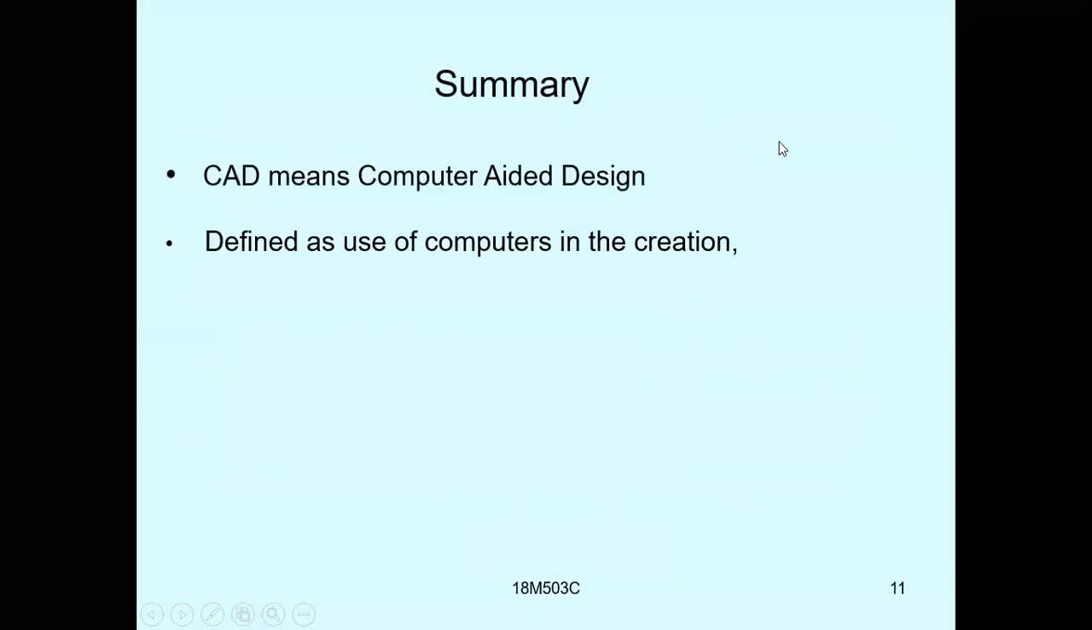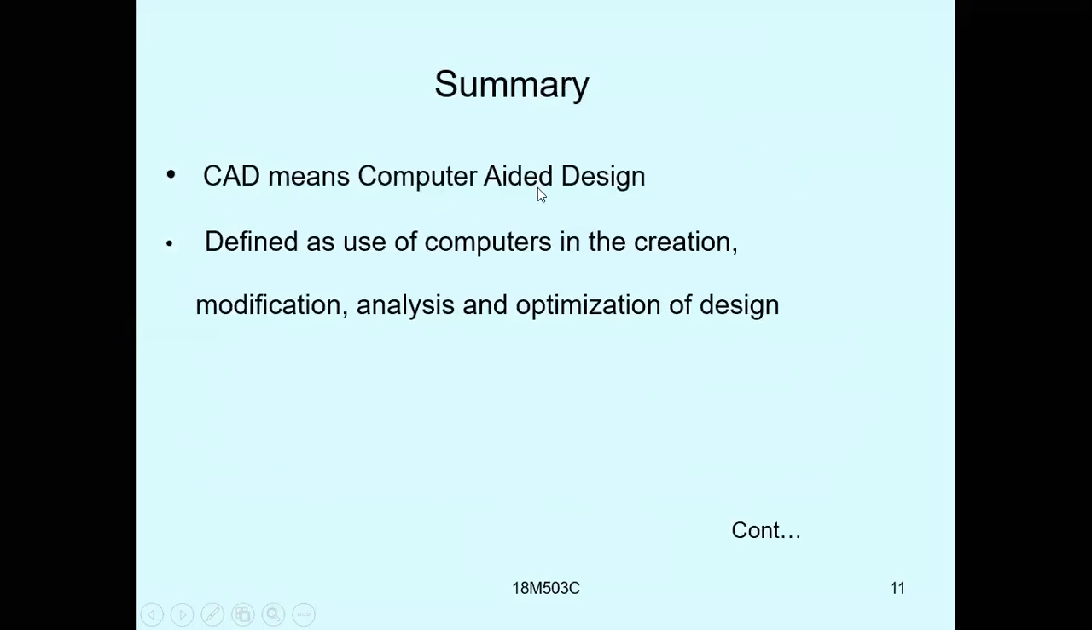Okay, so what are the things we have just discussed? What is meant by CAD? CAD is nothing but computer aided design, defined as the use of computers in the creation, modification, analysis and optimization of design. Definition of CAD: computer aided design is an abbreviation. The definition is the use of computers in the creation, modification, analysis and optimization of the design. This will become the definition, not the other one. That is just the abbreviation we are expanding.